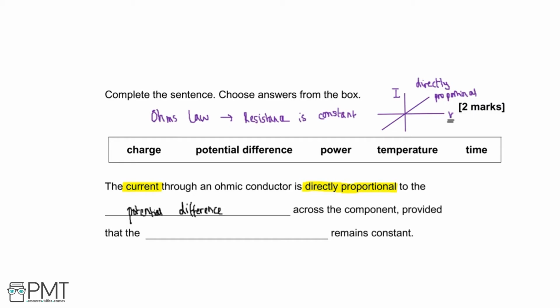And then the second part of Ohm's law is that this is only true provided that the temperature remains constant. This is because, for example, if our temperature increases, then the resistance of our component will increase, because an increase in temperature causes an increase in resistance. So therefore, our resistance would not be constant. Therefore, the final part of this statement is provided that the temperature remains constant. And those are the 2 marks for that question.